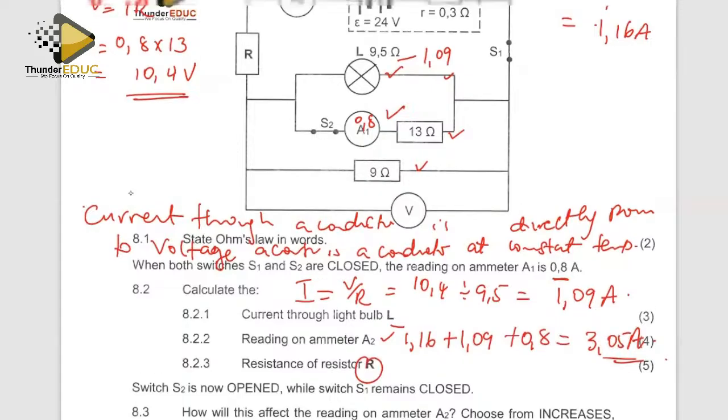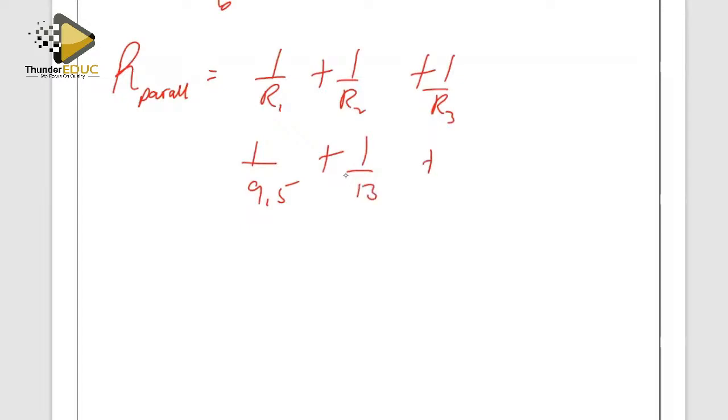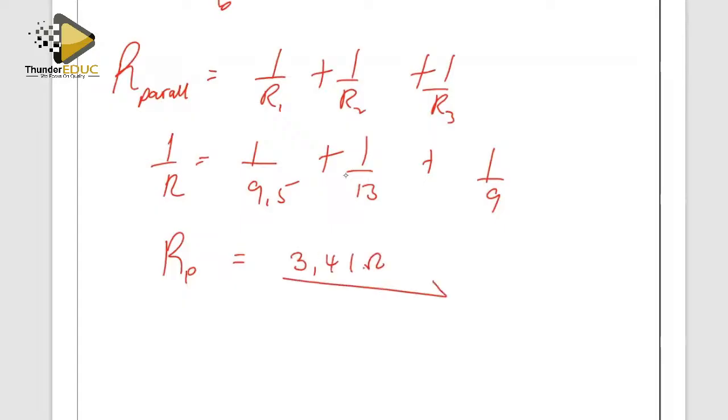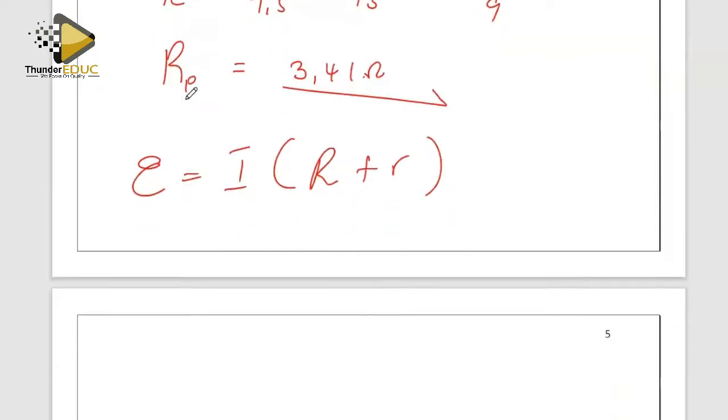And then they want us to get the total resistance R. Now, since these three are in parallel, I need to find the effective resistance of this parallel combination. So R of the parallel is going to be 1 over R1 plus 1 over R2 plus 1 over R3. It's going to be 1 over 9.5, 1 over 13 plus 1 over 9. Okay, so when I flip it around and find my R of parallel, this is going to give me 3.4. If that is true, then I can use the EMF formula and say that my EMF is current times the external resistance plus the internal resistance. Now this R parallel will be in series with the R of interest.